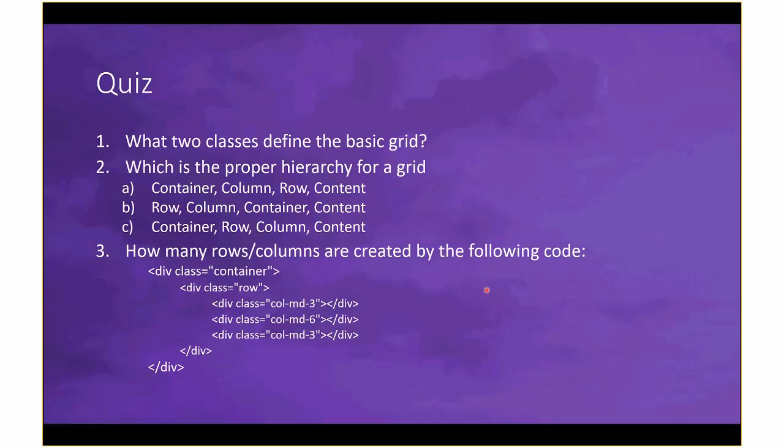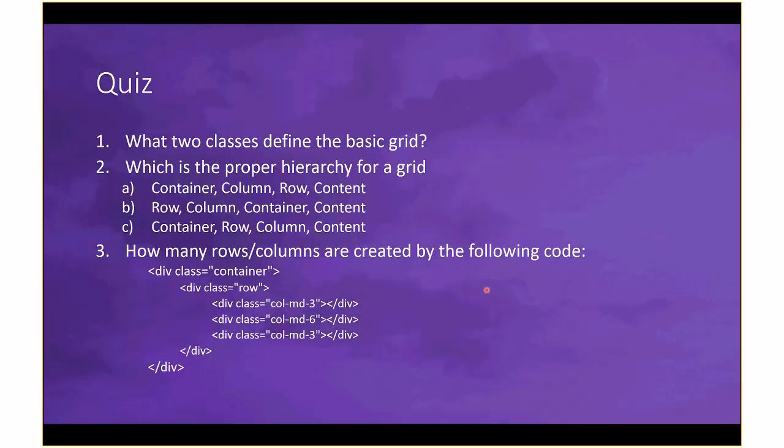So our quiz: what two classes define the basic grid? That's of course the row class and the column class. That defines the basic grid. And then, what's the proper hierarchy for a grid? Is it container, column, row, content; row, column, container, content? And it's not, right? So it's this bottom one.